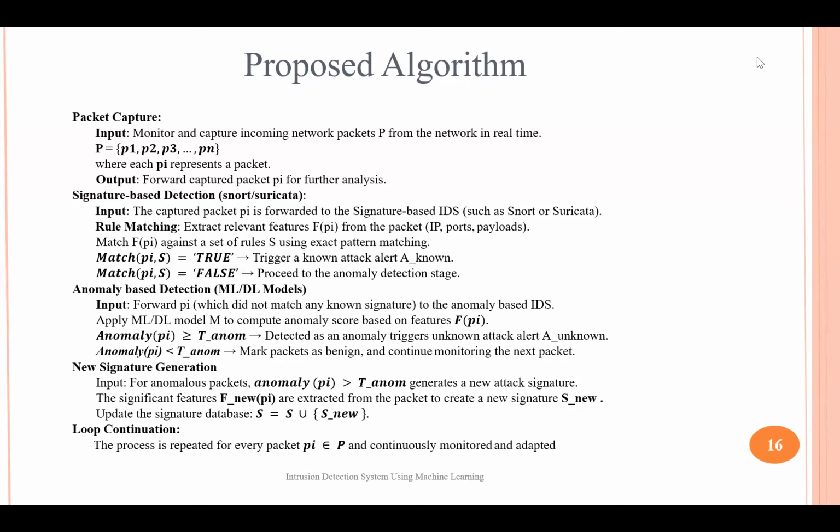Anomaly detection will be based on ML and DL models, and as I said previously, according to the threshold value, we will detect whether the packet is malicious or not, and consequently we will store the new signature of that packet in the attack signature database, and the loop continues.